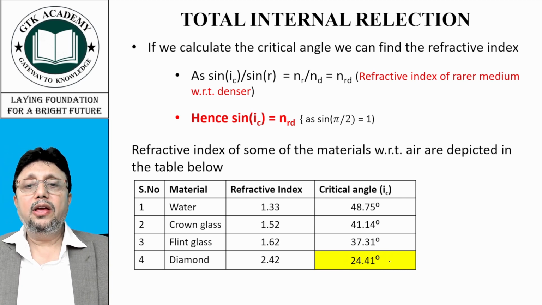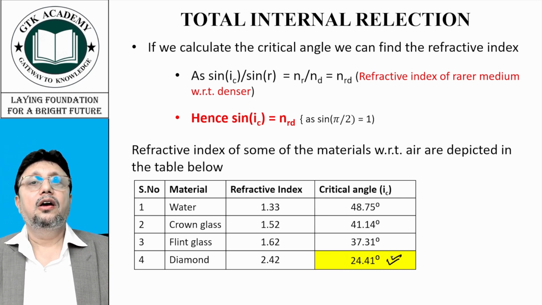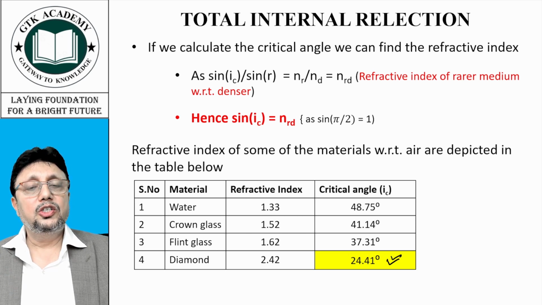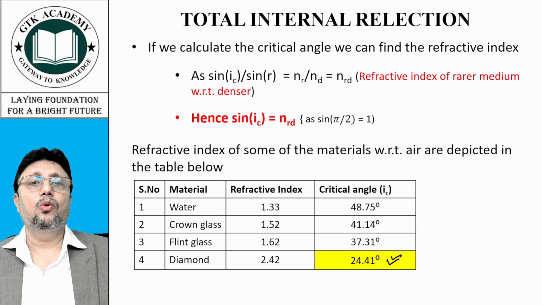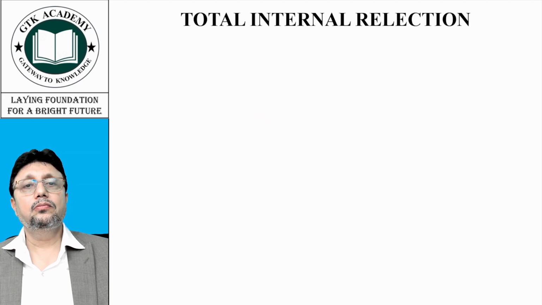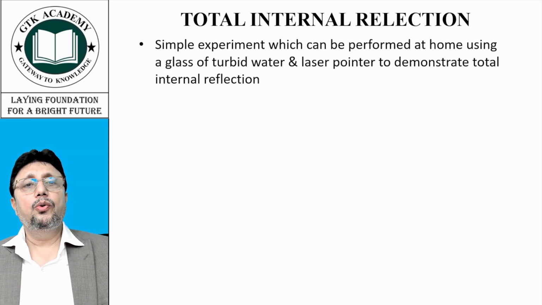So this is the property of diamond which is used to produce glitter. We'll see how. Now you can also find the value of critical angle by a simple experiment using a glass of turbid water and a laser pointer, which you can do at home.